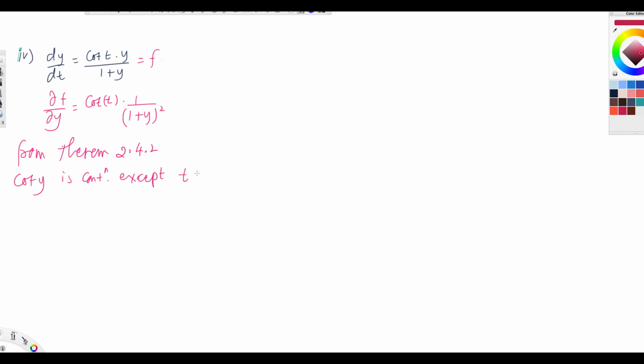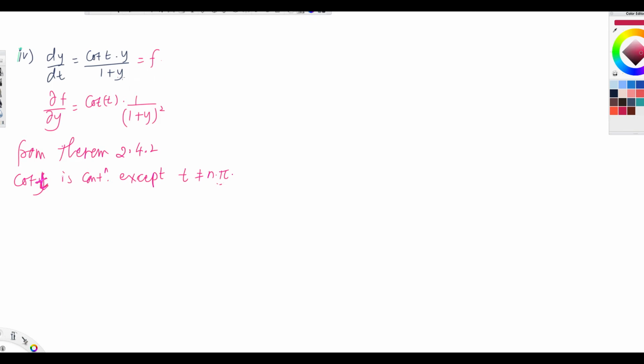except t is not equal to n times pi, right? Sorry, n times pi, not n times y. Because when n is 0, t will be 0, and cotangent 0 is infinity, so it doesn't work. When n is 1, -1, 2, -2, all those values, cotangent will give you infinity. So these values are not good for cotangent t to be continuous, right?